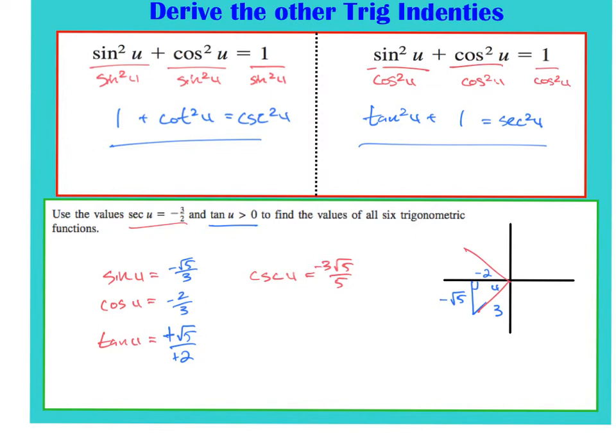All right. And then, who's cosine's buddy? Secant. All right. So what's secant? Negative 3 over 2. And then tangent's buddy is cotangent. So then what's this one? 2 square root 5 over 5.